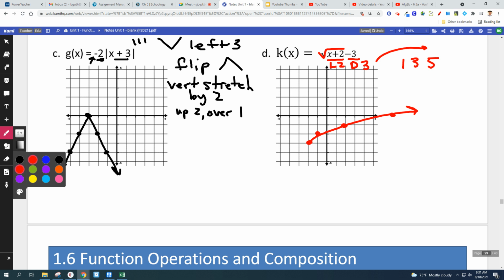Now, don't forget about domain and range. We still should be able to find domain and range. So I'm not going to do it on all of them. But on this one, the domain would be from -2 to infinity. And the range, look at the y, would be from -3 to infinity. That's domain. That's range. Don't forget about that because we could do that pretty much on every single problem.